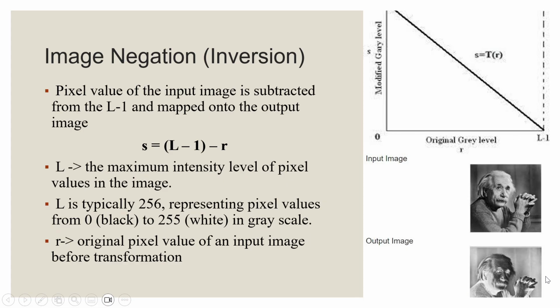Then we get the output like this. Here we could see that darker pixels are appearing as lighter pixels and the lighter pixels are appearing darker. So this image negation is mainly useful whenever we need to convert the darker areas to lighter areas and lighter areas to darker areas. A typical example would be an X-ray image. X-ray images look like negatives, and film negatives are all examples of image negation.